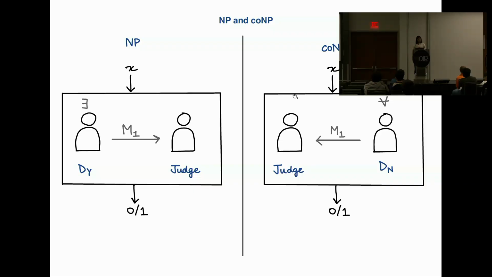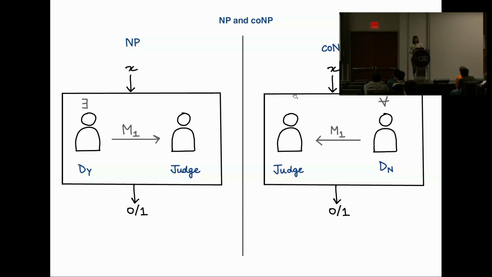So again, we have this efficient classical judge, and we have this debater dn who's trying to convince the judge to say no. So if this input x is a yes input, then we want dn to fail. So we want that no matter what message this dn sends, the judge always outputs yes. And if this x is a no input, then we want dn to succeed. So we want that there exists some message m that the dn can send such that the judge outputs no.